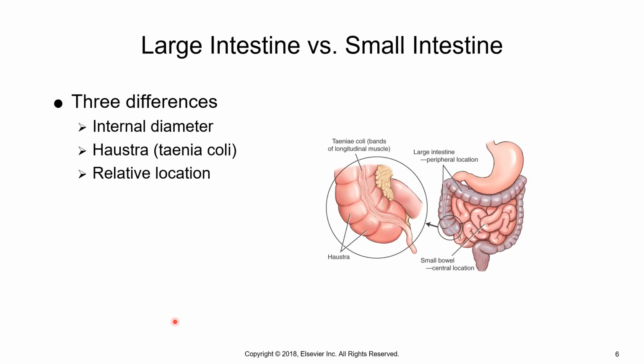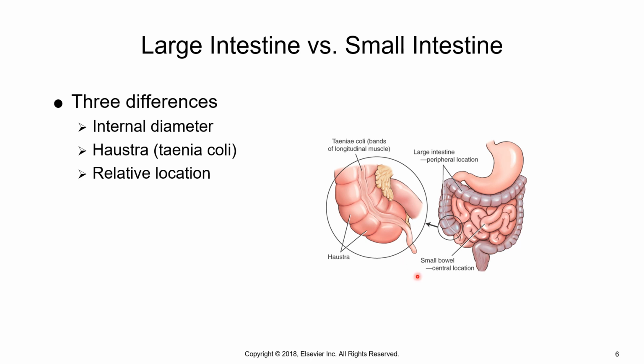Some of the differences between the large and the small intestine. The main differences are the internal diameter. Typically, the small intestine is smaller in diameter than the large. The large intestine is pulled into pouches, which are called the haustra, and they're pulled into those pouches by the taenia coli. Those are the 3 longitudinal muscle bands that pull the large intestine into these pouches that we see here. And as far as location, typically the large intestine lines the periphery of the abdomen, and the small intestine occupies the middle section of the anatomy.